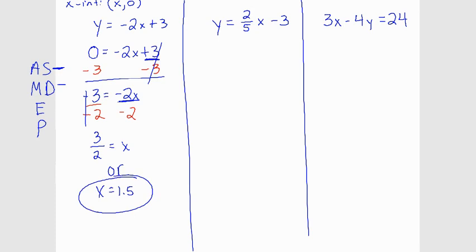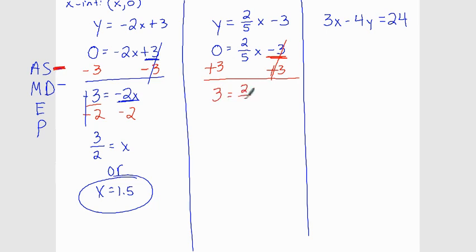Okay, great. Let's try another example in slope-intercept form. Again, I'm going to start by plugging in 0 for y. And I'm going to get 0 equals 2/5 x minus 3. And again, I'm dealing with addition and subtraction first. So I have a subtraction right here. I'm going to go ahead and add 3 to both sides to undo that. These will cancel, and I'm left with 3 is equal to 2/5 x.